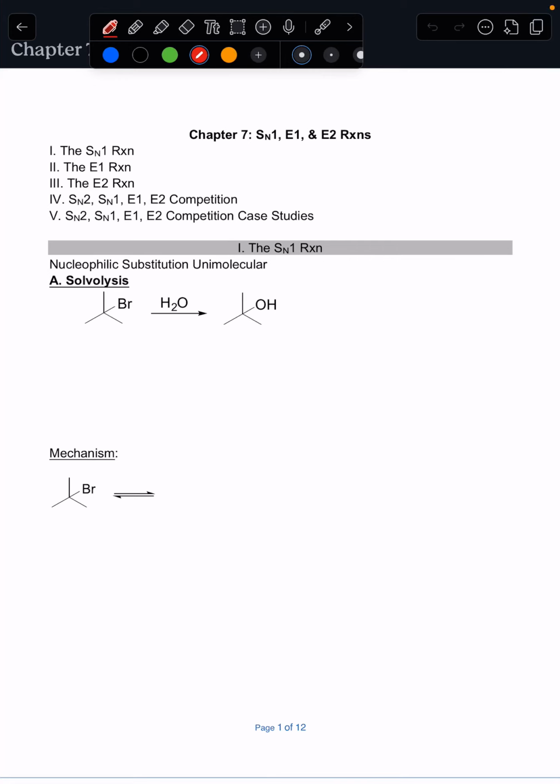For the first video in this new chapter. So if you got the hang of SN2 reactions, I think it might be a little bit easier to think about these other reactions, SN1, E1, and E2 reactions. And the most important thing in this chapter is going to be how those things actually compete with each other.